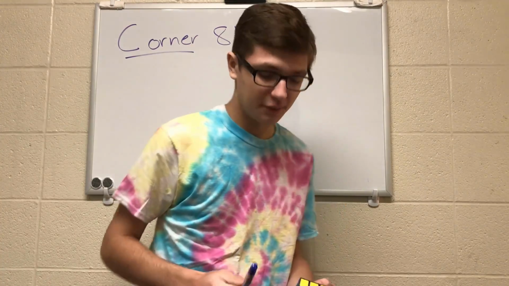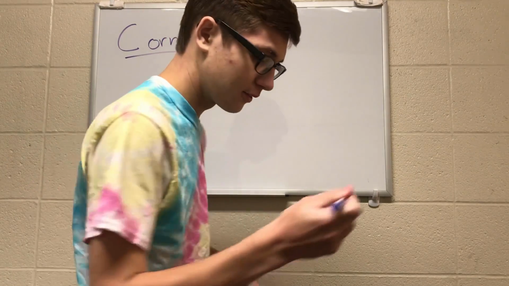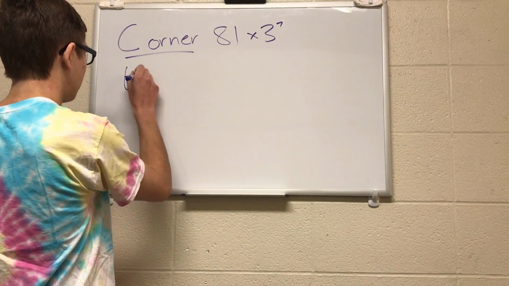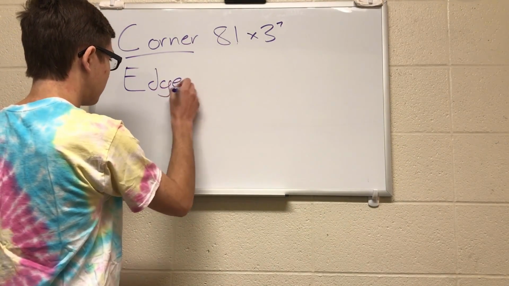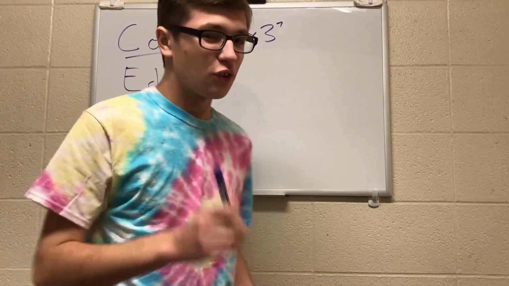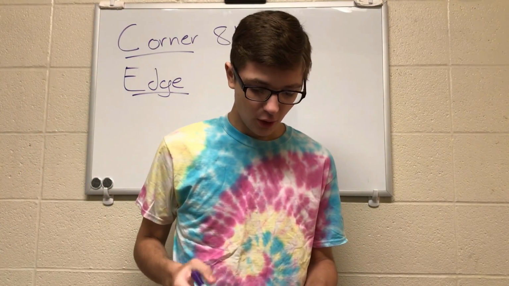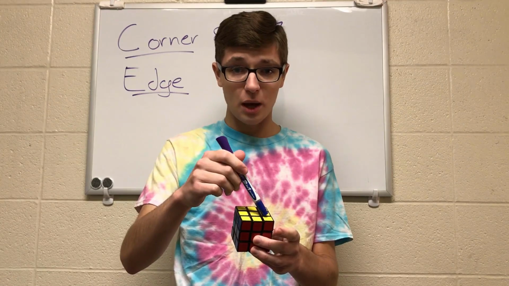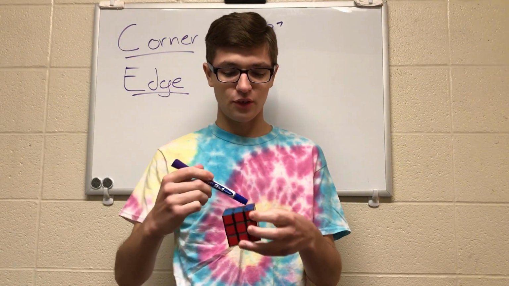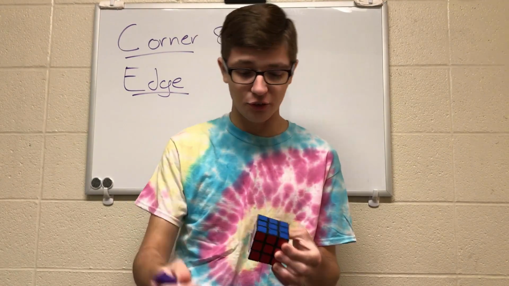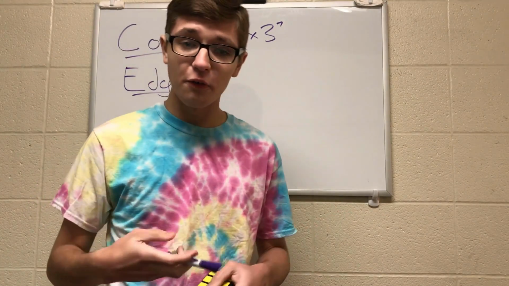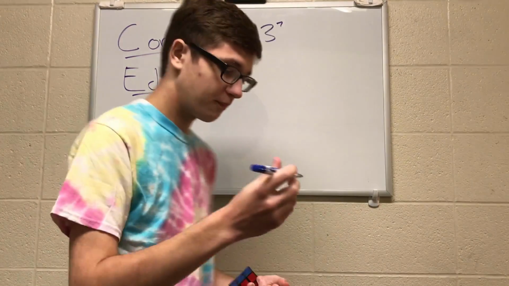So let's move on. The edge cubies. So how many edge cubies are there? Well, there are 12. There are 4 on the top face, 4 on the bottom face, and then 4 going around the band in the center. So that means that there are 12 factorial ways to arrange them.